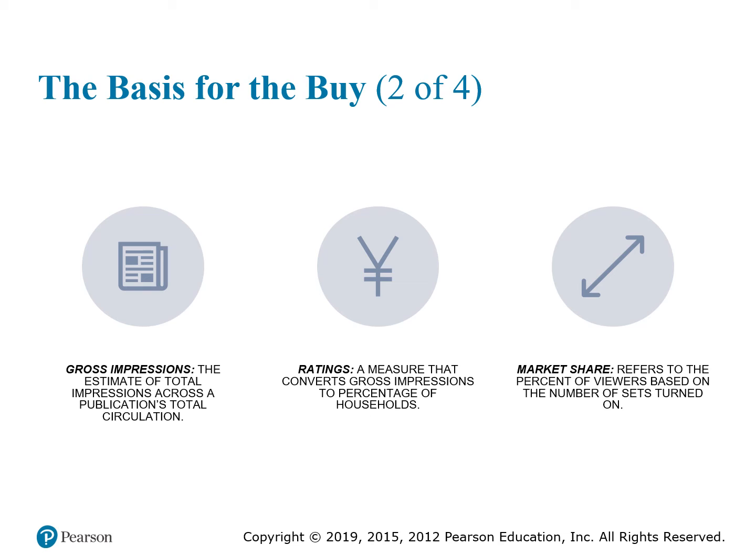Okay, so the basis of the buy, gross impressions, the estimate of the total impressions across a publication's total circulation. Ratings, we know this in television, a measure that converts gross impressions to the percentage of households. And market share refers to the percent of viewers based on the number of sets turned on. Okay, clearly this is for television.